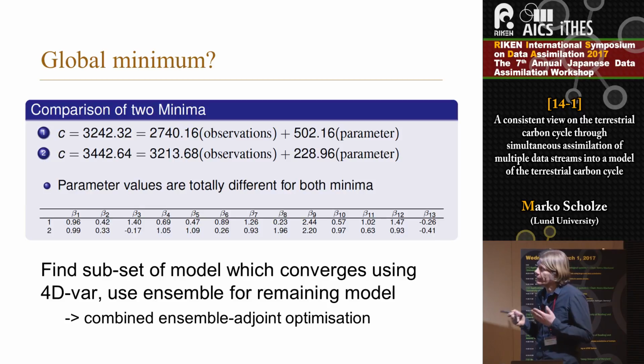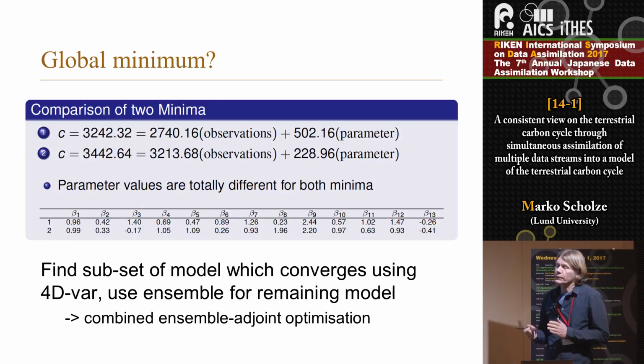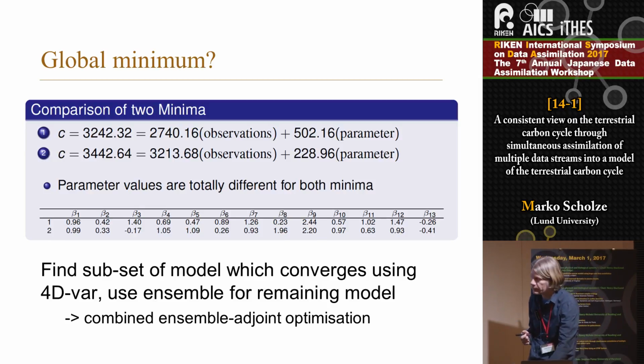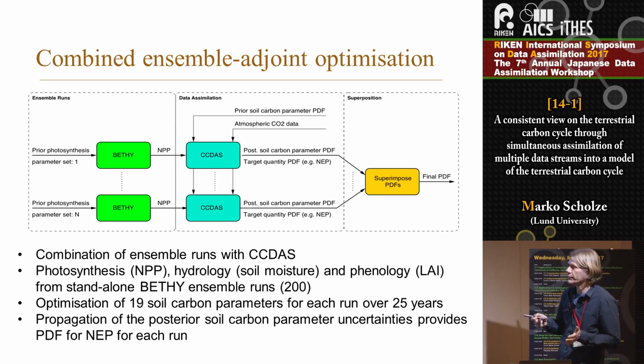So what we then thought of is to try to simplify the system for the variational approach, to use only the part where we are sure that it converges, and use an ensemble approach for the remaining part of the model. And that's sort of the setup here. So we start some ensemble runs here, which are calculating the photosynthesis, because we found out that that's the part which is causing the problems. Do an ensemble of 200 runs.